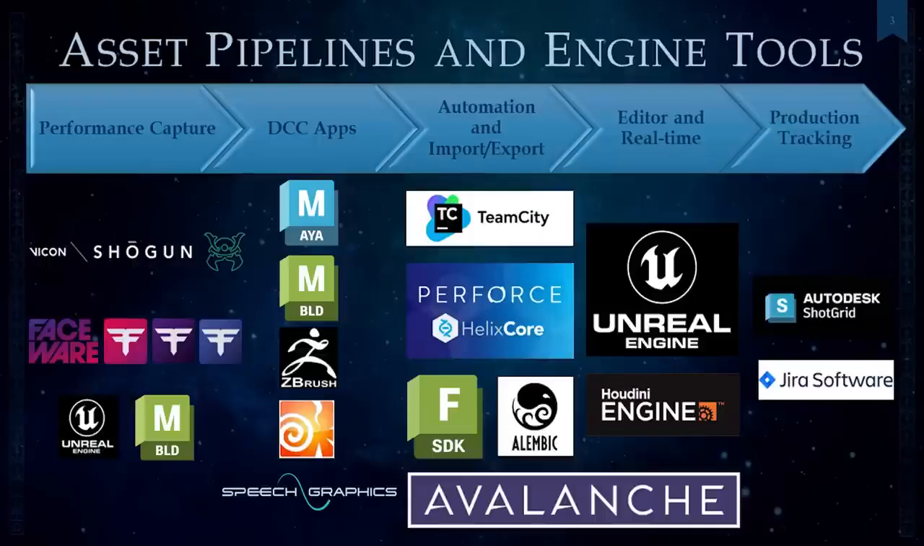First of all, in the asset pipeline and engine tools, we're going to give you an overview of what tools and applications we use to create the game. We're going to start from the performance capture all the way to the production tracking. In the performance capture, we use a Vicon state-of-the-art facility, we use Faceware for facial capture, and we use Unreal and Mobile for live previewing on our set.